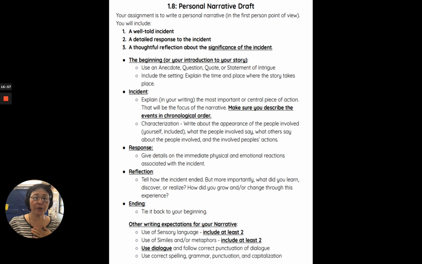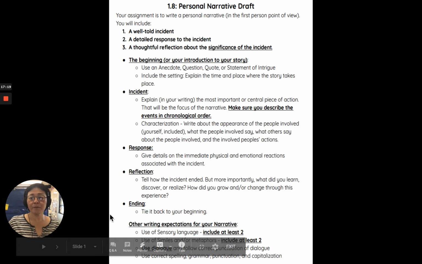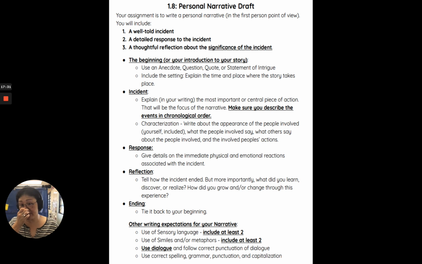If it's unimportant enough for you to write about it, then it might not be that important for somebody to read about it. And the person reading is not going to be very excited to read if there isn't what we call buy-in. Okay? You need to make it exciting and important because it was, hopefully, to you. And the last part is the ending. You will tie it kind of back to your beginning. Okay? So, if you look under that, it says other writing expectations for your narrative.